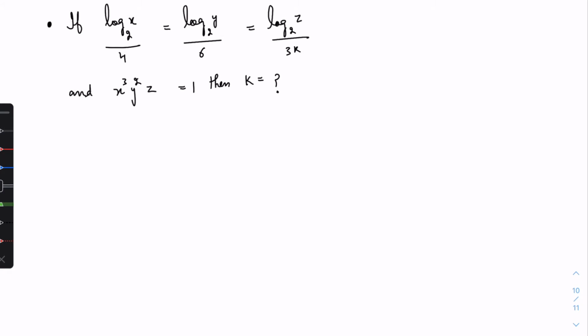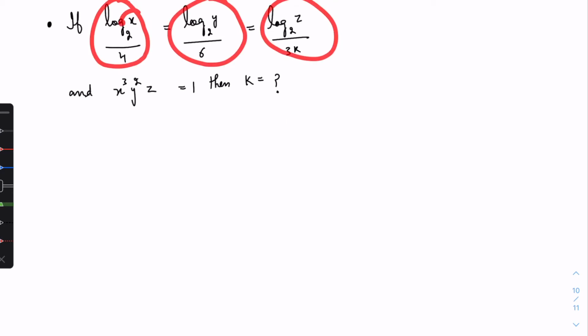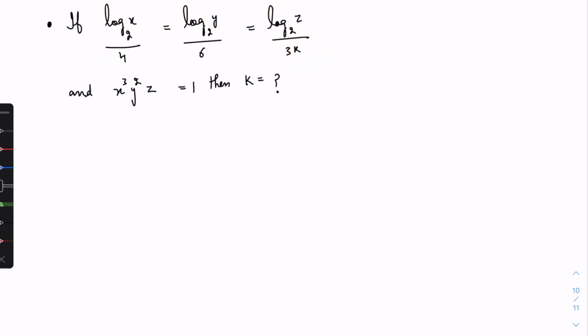All right, guys, so let's take up this question. Very straightforward. We are given that these ratios are equal, and they involve these variables x, y, and z, and there is one unknown k present here. And then we are given this equation that x cubed y squared z is 1, and using these we have to pull out the value of k. So let's work around this.